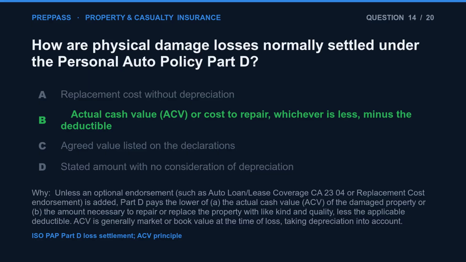The correct answer is B. Unless an optional endorsement, such as auto loan/lease coverage CA 2304 or replacement cost endorsement, is added, Part D pays the lower of: A. The actual cash value, ACV, of the damaged property, or B. The amount necessary to repair or replace the property with like kind and quality, less the applicable deductible. ACV is generally market or book value at the time of loss, taking depreciation into account.